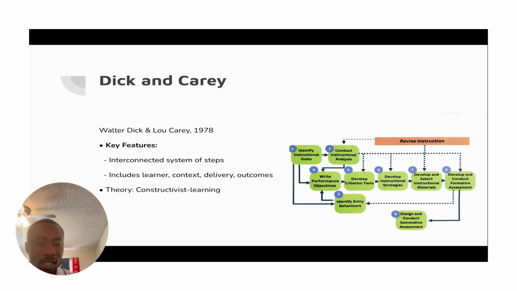At the end of the day, what this particular model is saying is that they are interconnected. It means they cannot be isolated, and all of them contribute to the learning process. The instructional process, and the teaching and learning process must go on and cannot be done in isolation. It is categorized under the constructivist learning theory, which means that it involves hands-on activities, active learning, and so on and so forth.